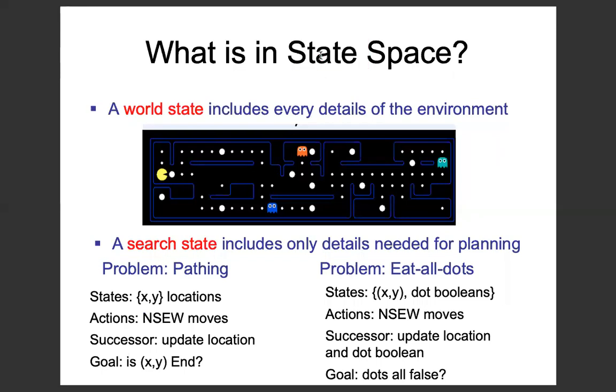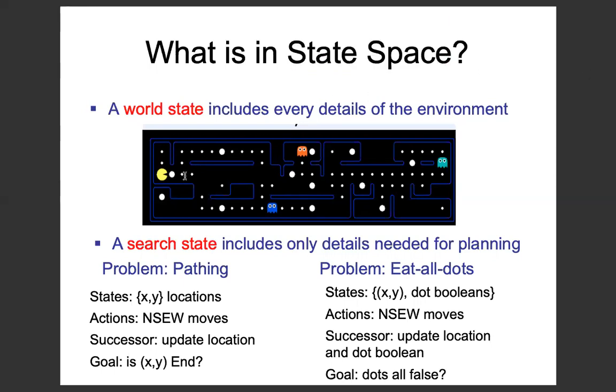As I told you before, a world state includes every detail of the environment, while the search state includes only the details needed for planning: the problem of pathing, and the problem of eat-all-dots. As I told you before, the Pac-Man has to eat each and every dot, and he has to avoid the ghosts. So it depends on your state space. How much state space do you have?